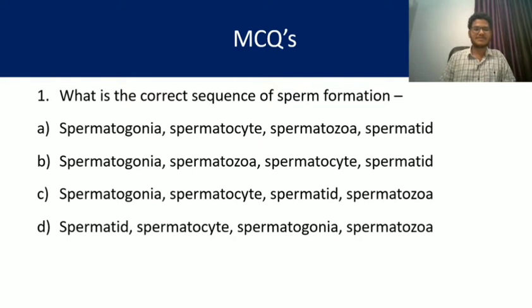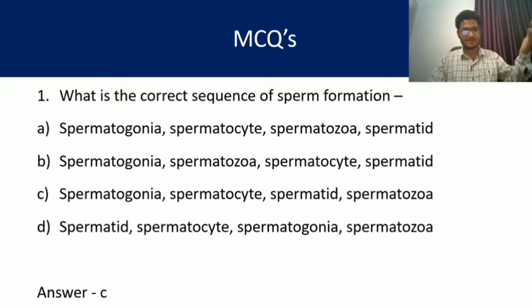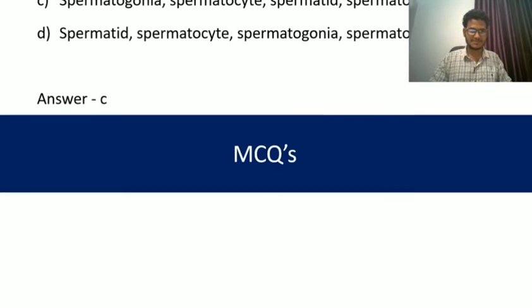So my dear friend, the answer is very simple and very clear here. That is the spermatogonia, spermatocyte, spermatid, and spermatozoa. Answer is C. These are the different stages through which the sperm moves and finally the mature sperm, a well organized structure, that is spermatozoa, is formed. Question number 2.